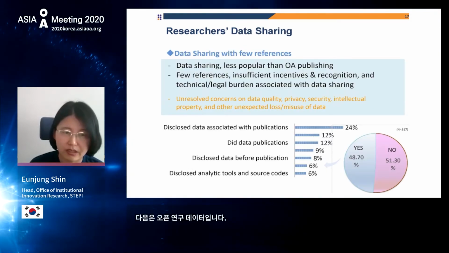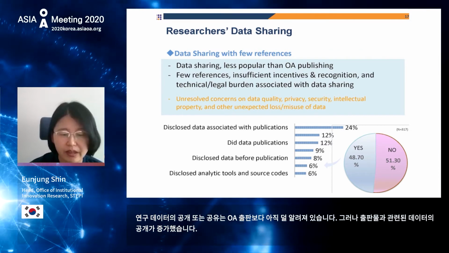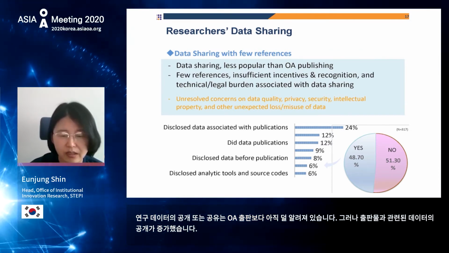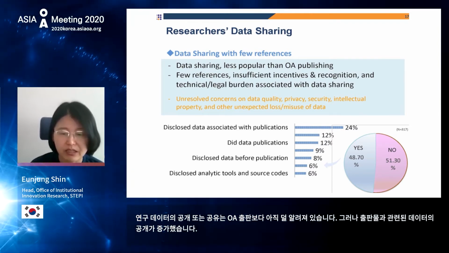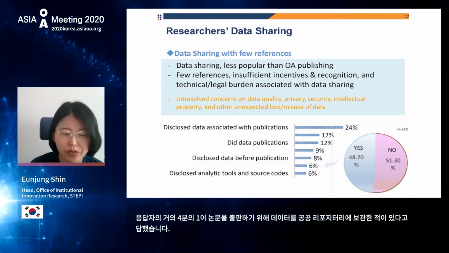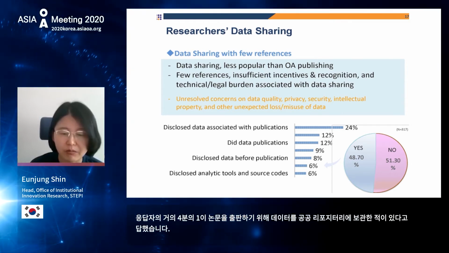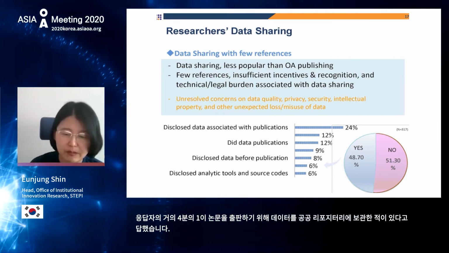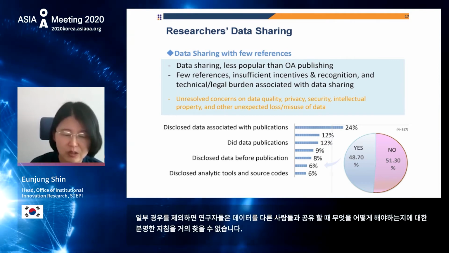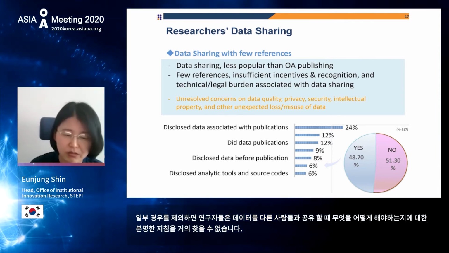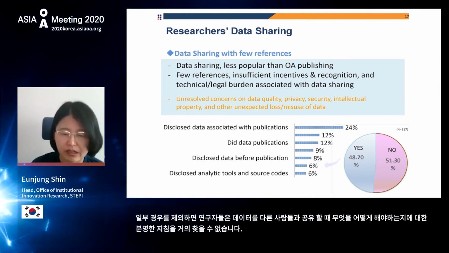Then open research data. Disclosure or sharing of research data is less popular than open access publishing. However, data disclosure associated with publication has increased over time. Almost 1/4 of survey respondents said they had once deposited their data to public repositories in order to publish their papers. Except in some cases, however, researchers rarely find solid references on what and how to do when sharing data with their colleagues or other people.